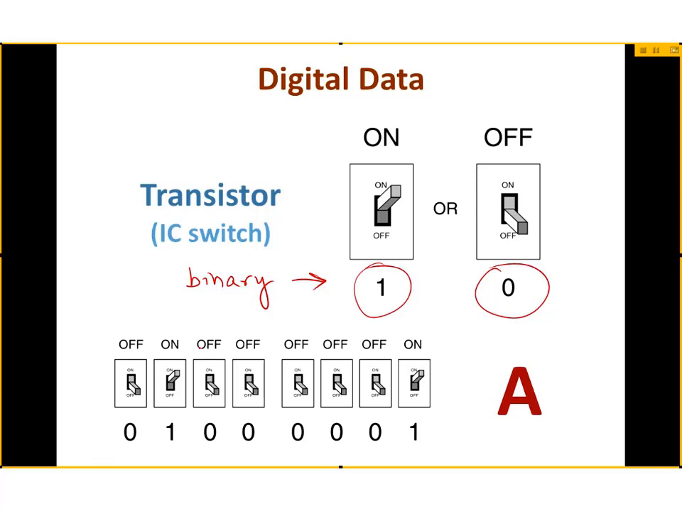So you notice with this particular set, we've got almost all of them turned off, except for the second and the last switch in the on position, giving us a 0, 1, 0, 0, 0, 0, 0, 1 code, if you will, set of switches, which can then be used to represent some particular piece of information. For example, the letter capital A.